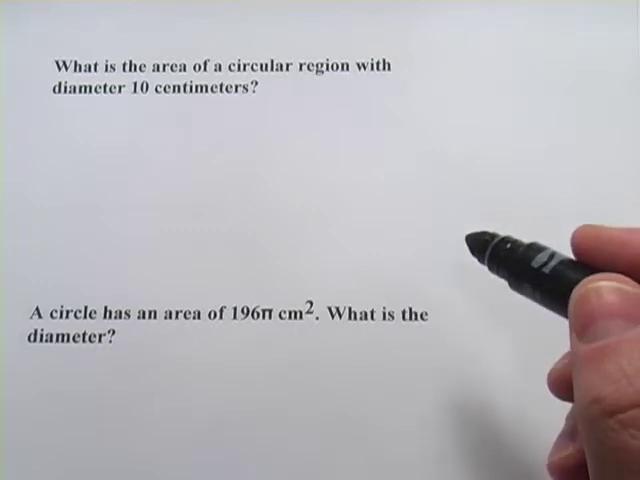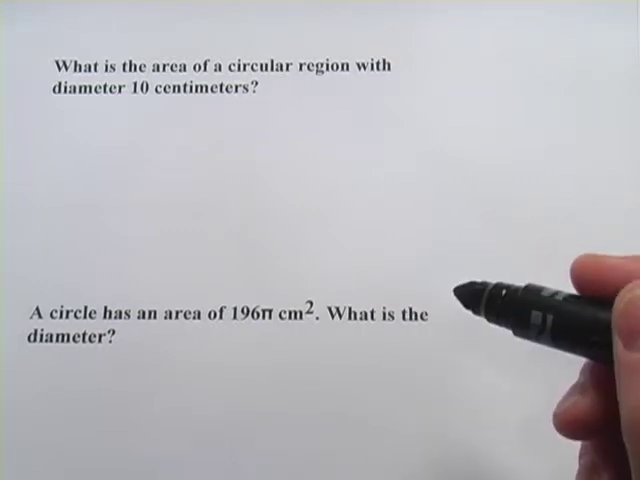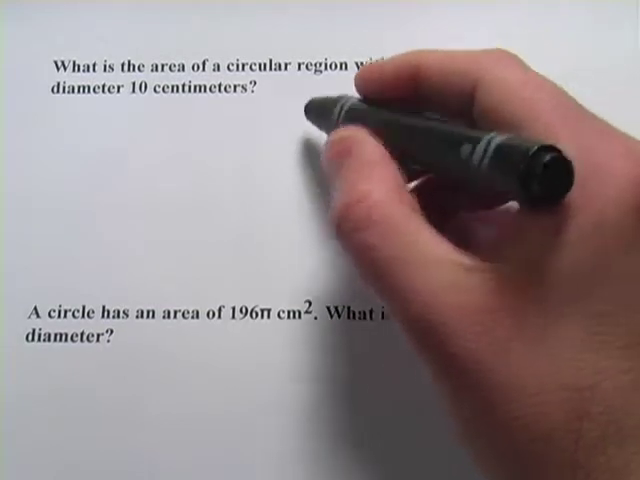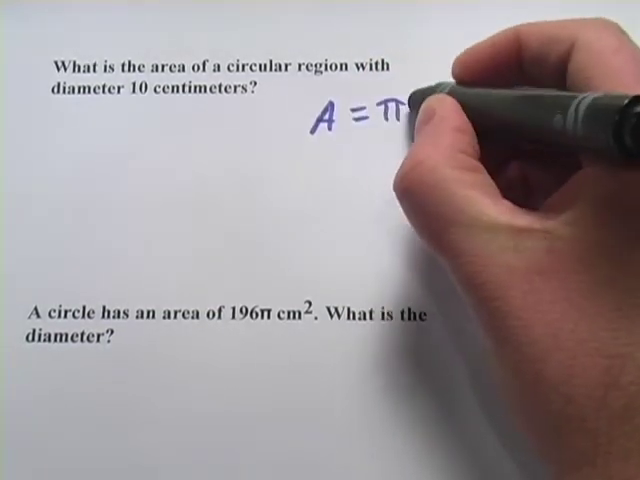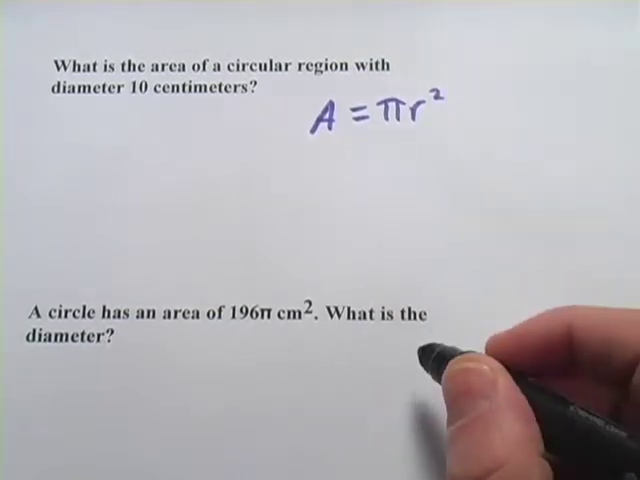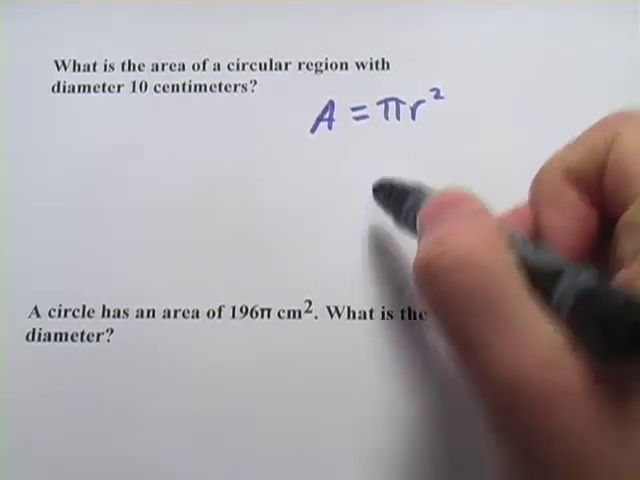In these problems, we're getting some practice with calculating the areas of circles. And the formula for that, in case you need a refresher, the area of a circle is pi times the radius squared, pi r squared. You've probably heard that one before. Let's take a look at this.